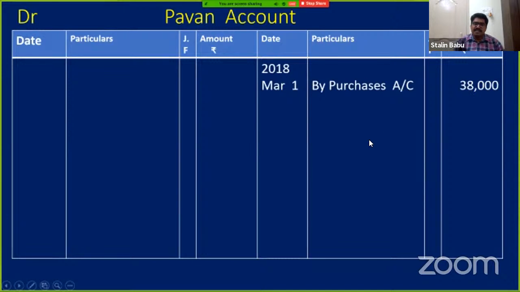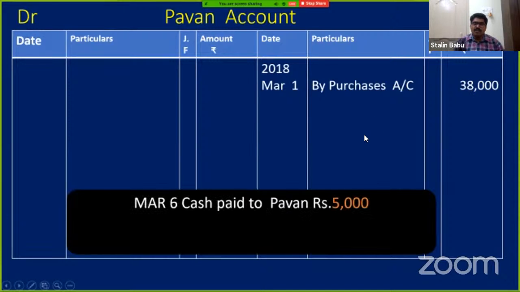See the next transaction. On March 6th, cash paid to Pawan. We are paying cash to Pawan. Pawan is the receiver. So what is the entry? Pawan account debit to cash. So in this journal, Pawan account is debited. So we have to post on debit side.